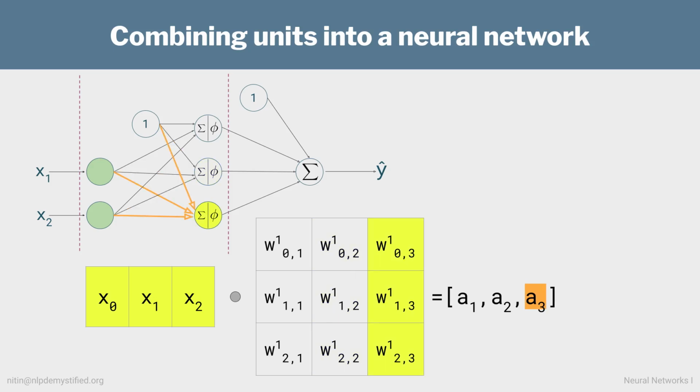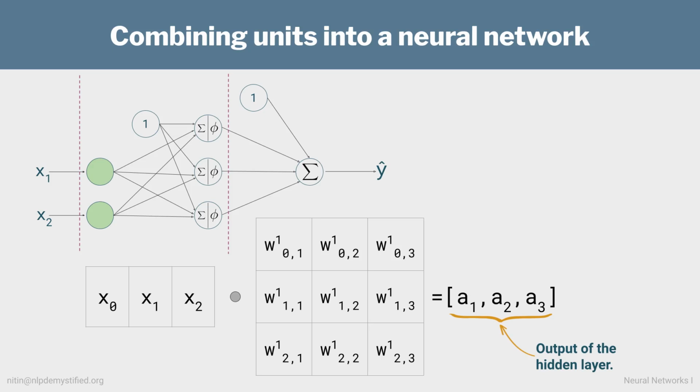And so is A3. The inputs are dotted with the weights of the hidden layer's third unit, and the result is also run through an activation function. And almost always, all units in the layer use the same activation function. The resulting vector then is the output of the hidden layer.